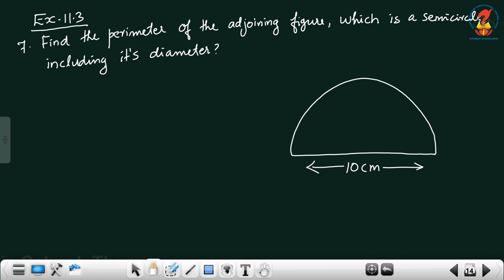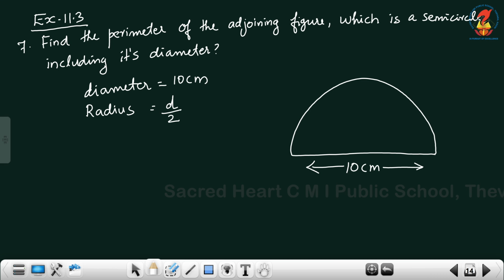Diameter is already given as 10 centimeter. We can calculate the radius. What is the radius? Diameter divided by 2. That means 10 divided by 2. Diameter equal to 10 centimeter, radius equal to diameter divided by 2 equal to 10 divided by 2 equal to 5 centimeter.